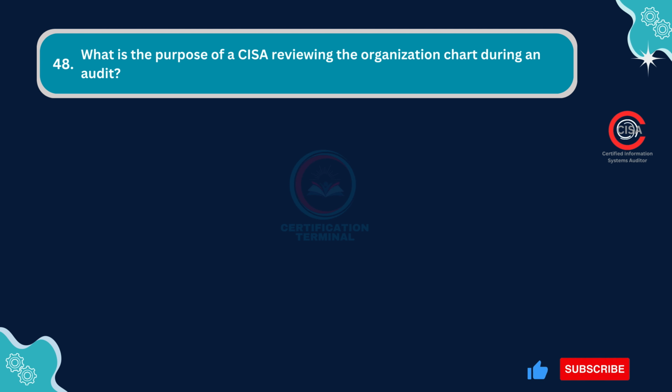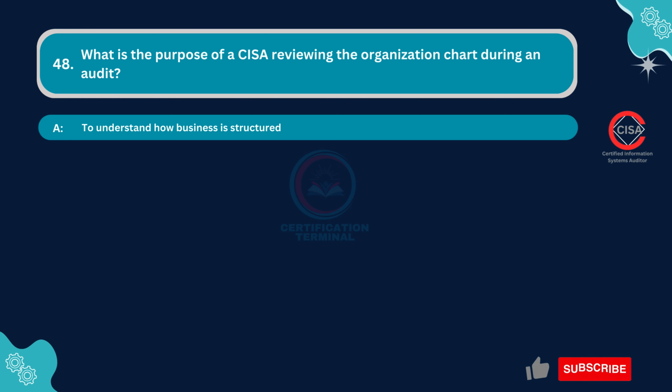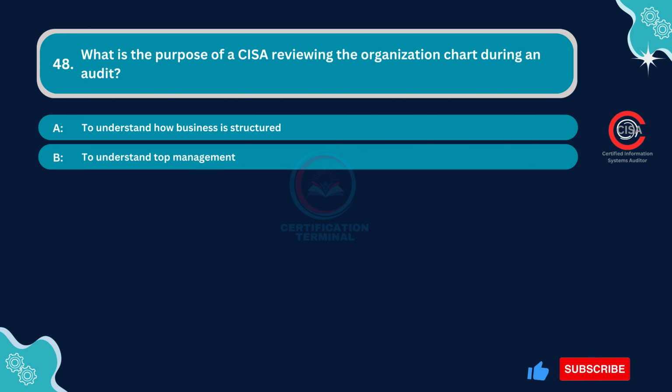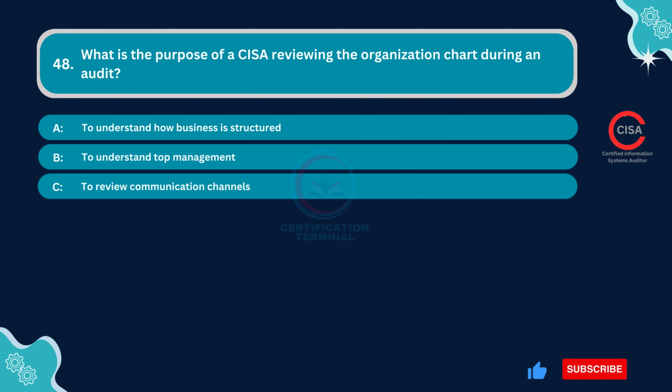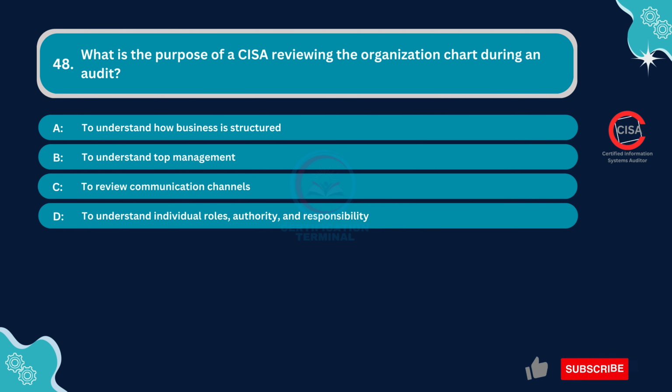Question number 48. What is the purpose of a CISA reviewing the organization chart during an audit? Option A, to understand how business is structured. Option B, to understand top management. Option C, to review communication channels. Option D, to understand individual roles, authority, and responsibility.